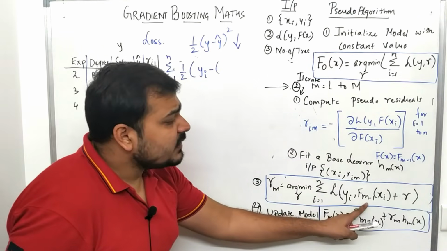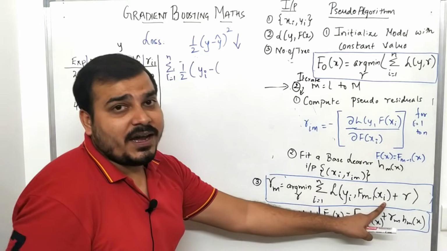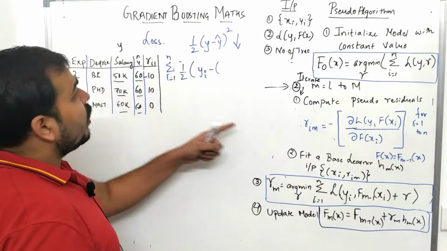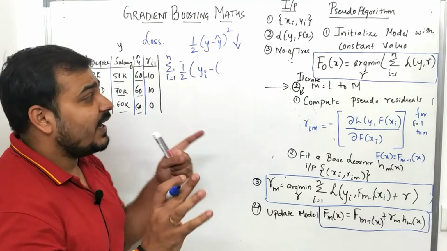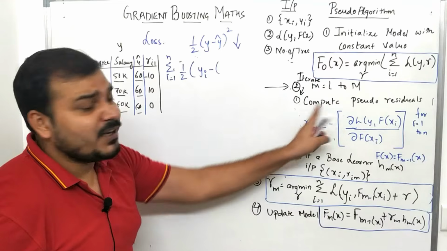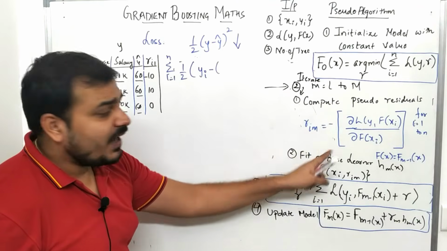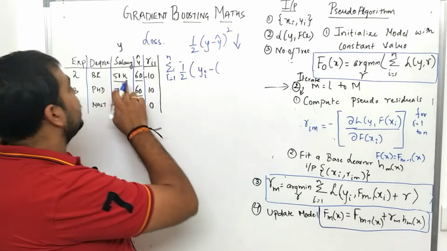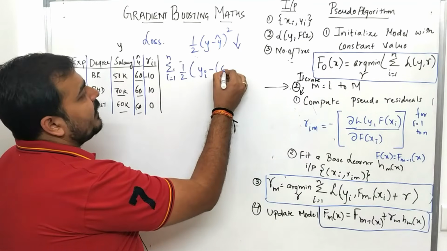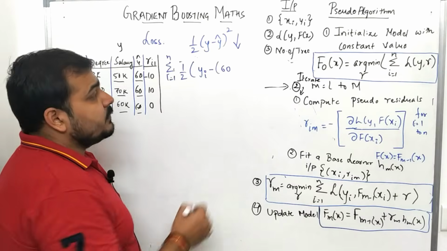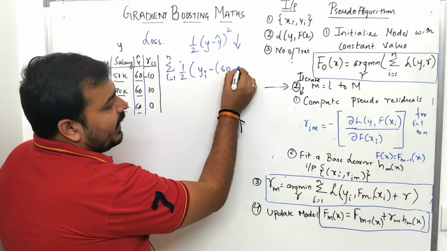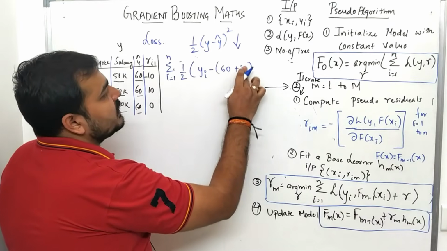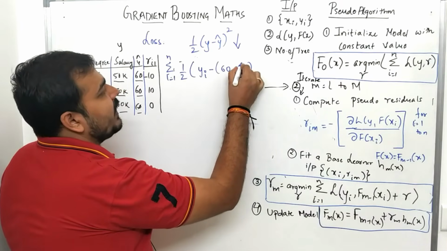now if I consider this f of m minus 1 x of i, guys, understand what is my previous model. Suppose I have started from the base model, and I am just in the first decision tree. I have constructed my first decision tree. Now my previous model has this particular value, which is nothing but 60. So I can write 60 over here, then plus gamma. This gamma I can also say is nothing but y hat.